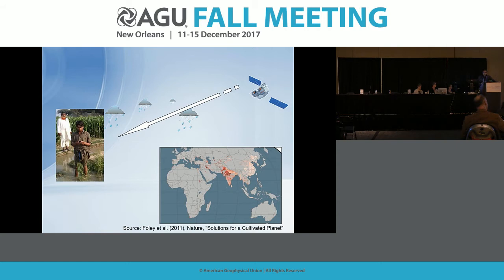And what you see in the lower right is from John Foley's work that you may have seen before. Wherever you see intense colors of red, it's actually showing the amount of water you're using to grow calories of crop or food. So basically, it's a liter per kilocalorie. So you see a tremendous amount of inefficiency in growing staple crops in the South Asian region.